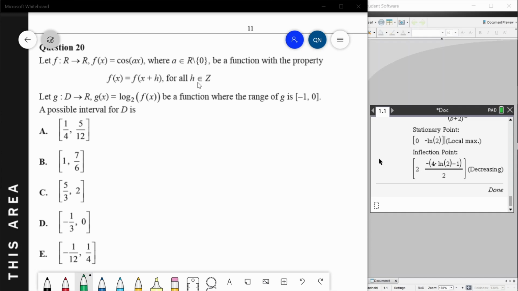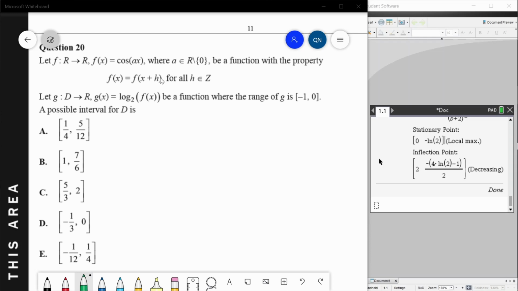Now, notice one key thing here. This says that it has to be true for all h in Z. So Z could be 0. If h is 0, this is obvious because f of x is equal to f of x. But it also has to be true for h equals 1. So f of x equals f of x plus 1. So the period is actually 1.